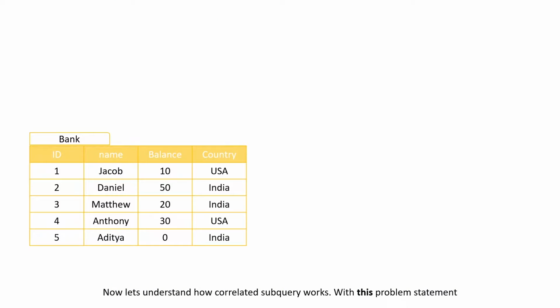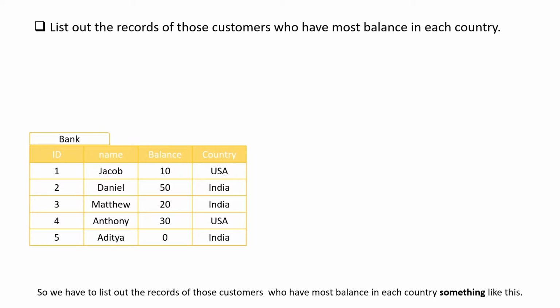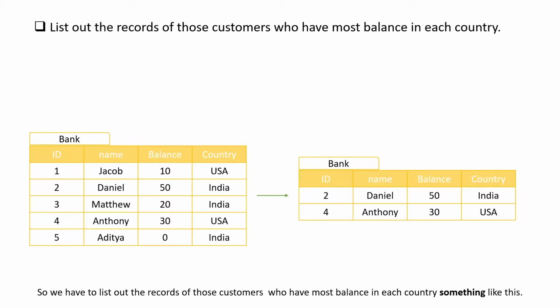Correlated subquery. Now let's understand how correlated subquery works with this problem statement. So we have to list out records of those customers who have the most balance in each country, something like this.